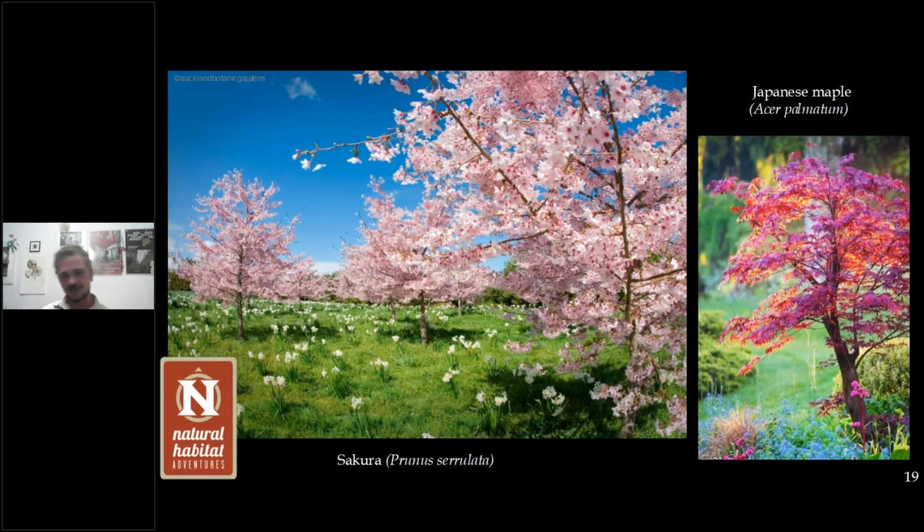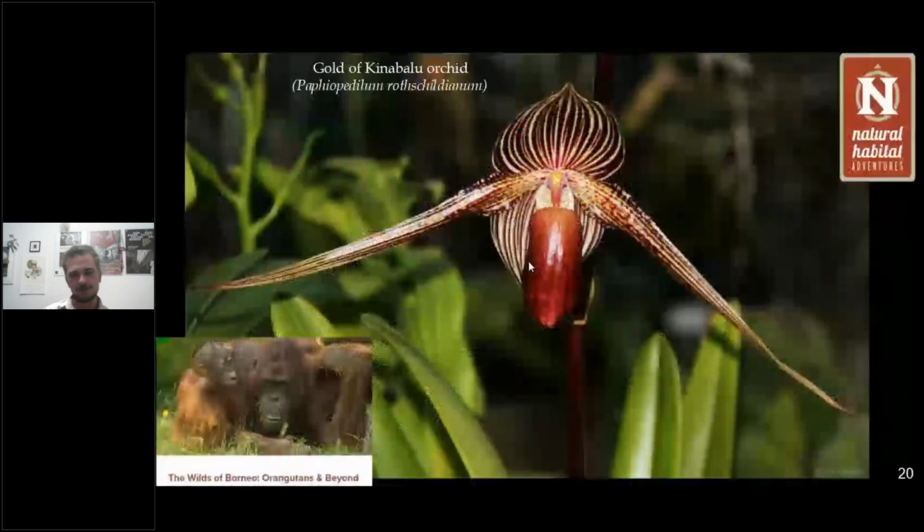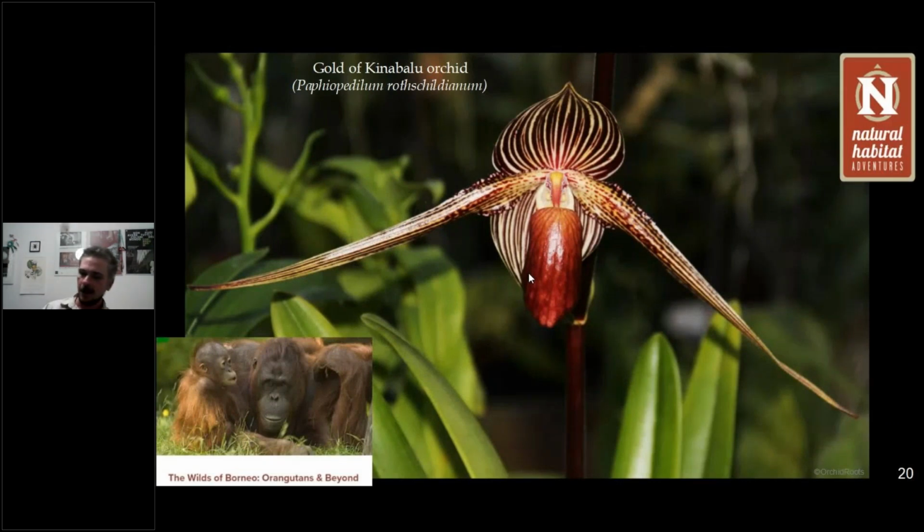But first, there's another place in Asia where we have to stop, and we stop there with pleasure. Magical Borneo. Here, the plants put on a show with beautiful species, including many orchids, of which we mention the gold of Kinabalu orchid.